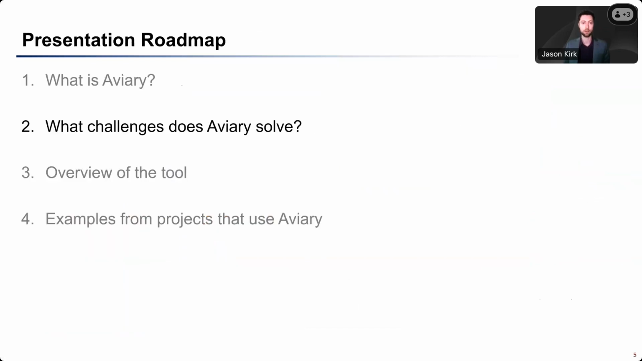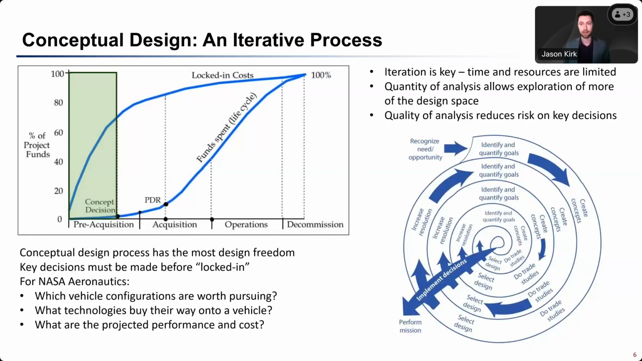So with that very high-level overview, I want to dig down a little bit deeper into what challenges exist that facilitated the need for Aviary in the first place. We're going to start at the very highest level of design. Aviary is targeting conceptual design, which is the phase at the beginning of a product lifecycle where a lot of key decisions have to be made. There's not a lot of information, not a lot of funds to spend, not a lot of time to spend, but the decisions that we make, as you can see in the chart above, there's very little actual funds spent, but the decisions made lock in a lot of the costs for a project.